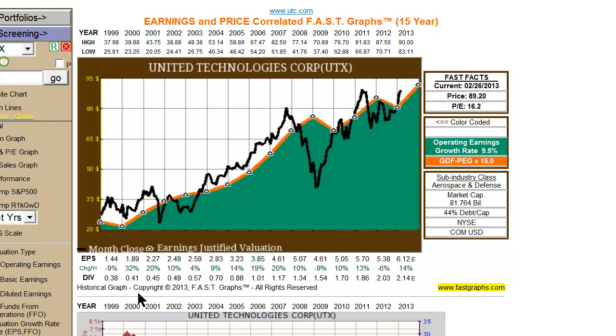When you overlay monthly closing stock prices on the graph, you see two things that are very important that are revealed. First, you see how price correlates or generally follows earnings. But you also see periods where overvaluation occurs when the price is above the orange earnings justified valuation line, and you see undervaluation occurring when it's below it. This helps the user determine whether a stock is a fair buy or not.